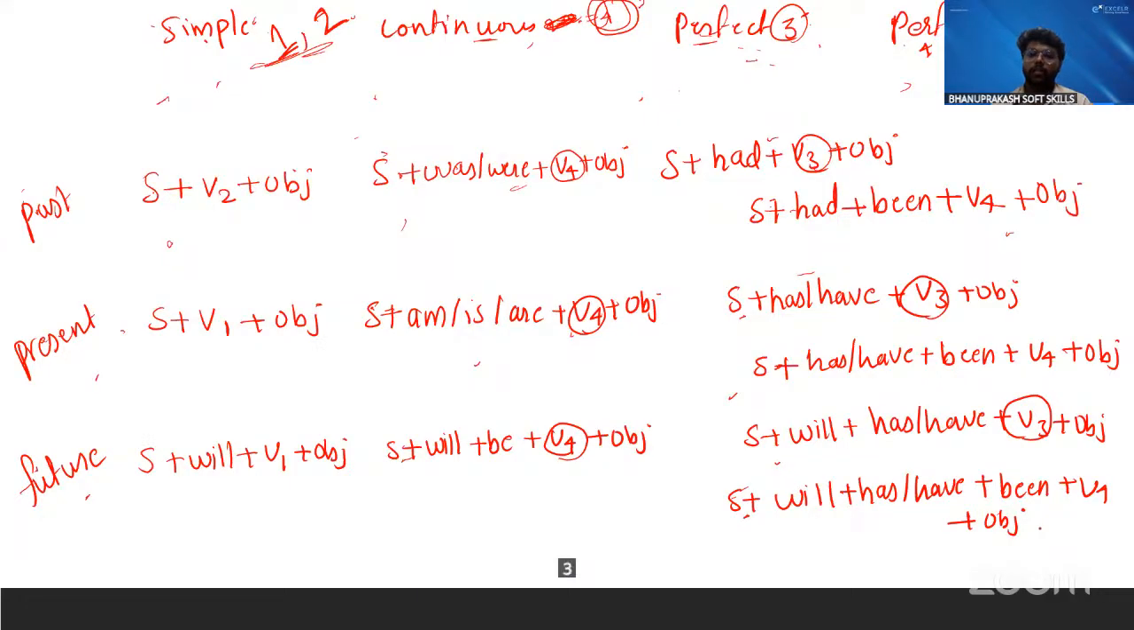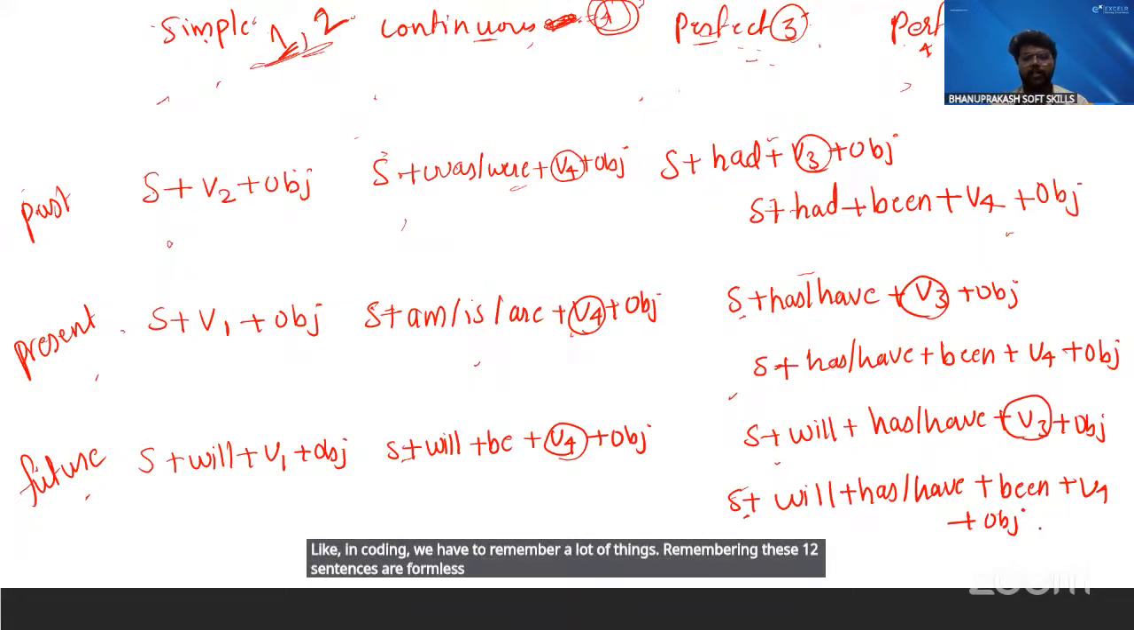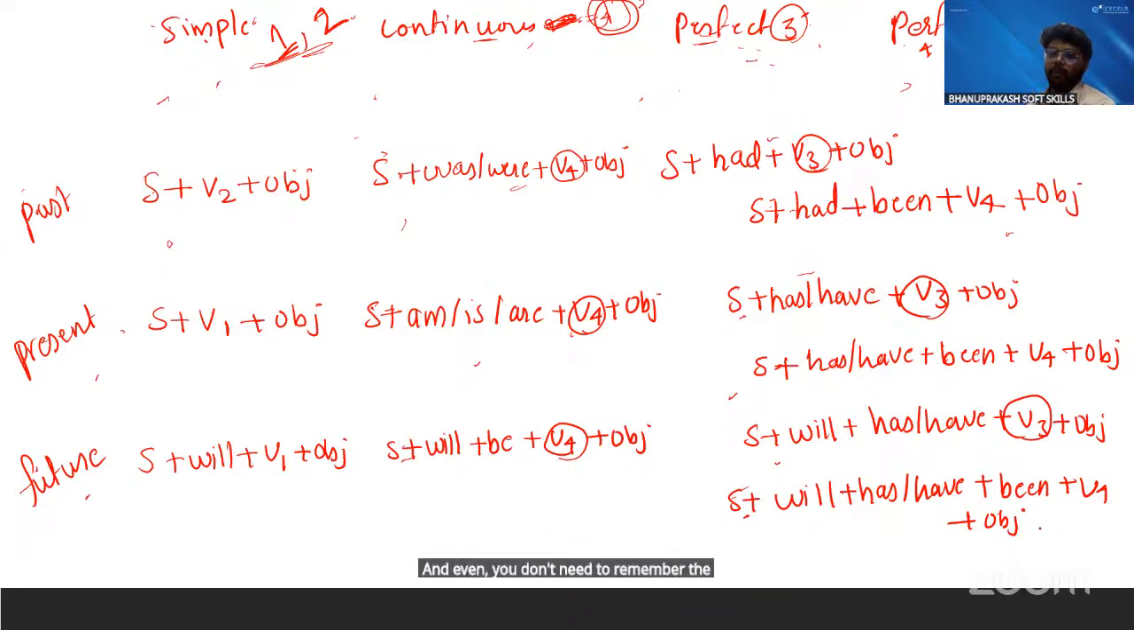3 into 4, 12. Total 12 sentence formulas. I think this is not much harder than coding, right? Like in coding, we have to remember a lot of things. Remembering these 12 sentences or formulas is not much challenging. And even you don't need to remember the way we did in our school time.